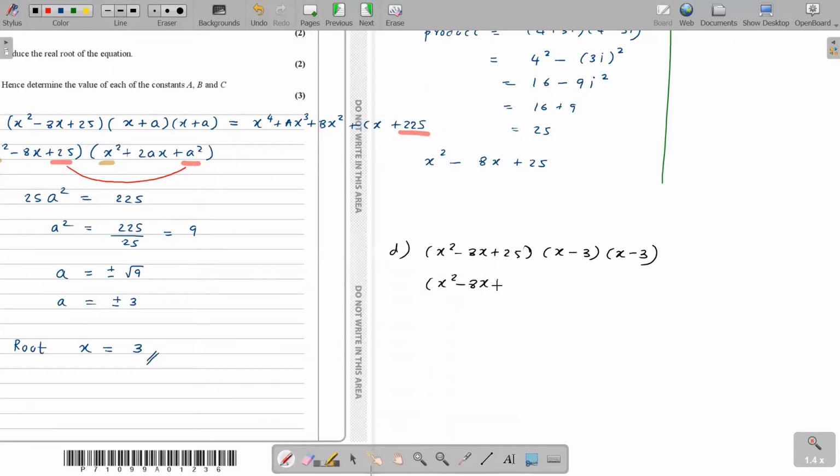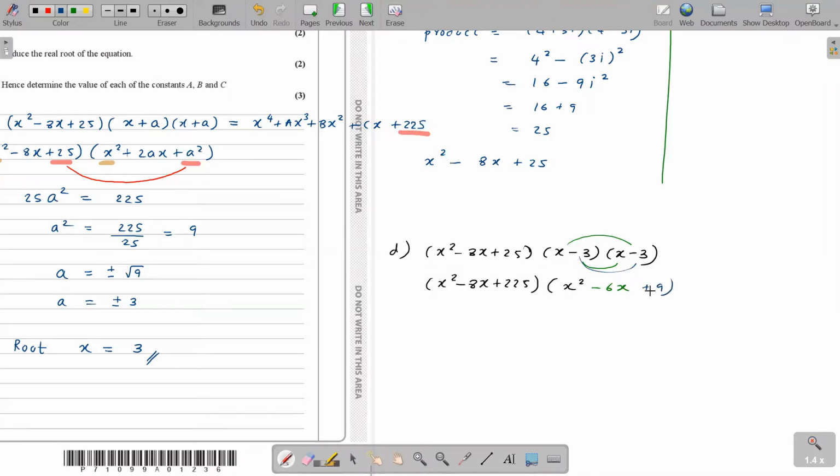X square minus 8x plus 225. X minus 3 into x minus 3 is x square. What do we get here? Minus 3x. Are you with me? Minus 3x is minus 6x, and then minus 3 into minus 3 is plus 9.